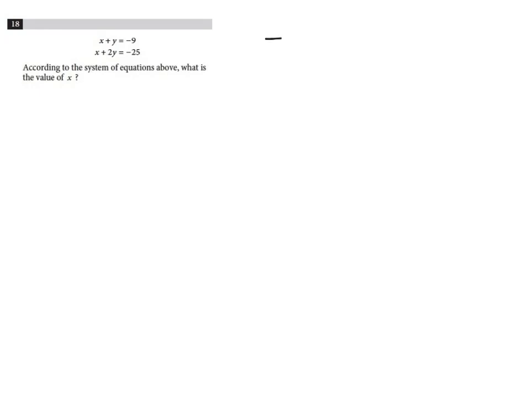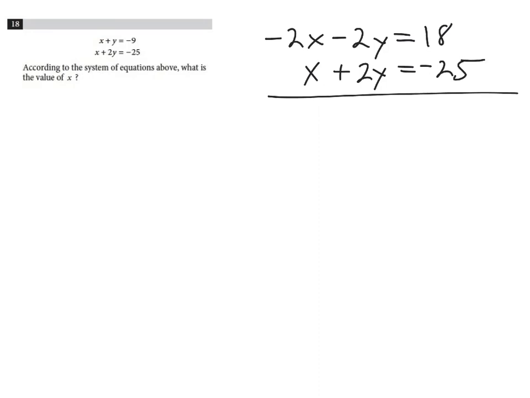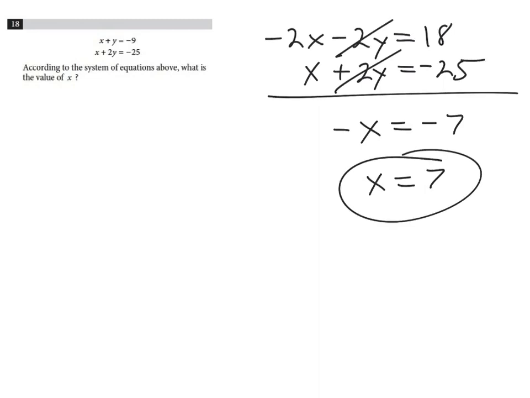And what I'll end up with is -2x minus 2y equals 18. And my second equation is x plus 2y equals -25. Well, now I can add these two equations together, and I see that my y's will eliminate. And I'll just end up with -x equals -7. So x equals 7.